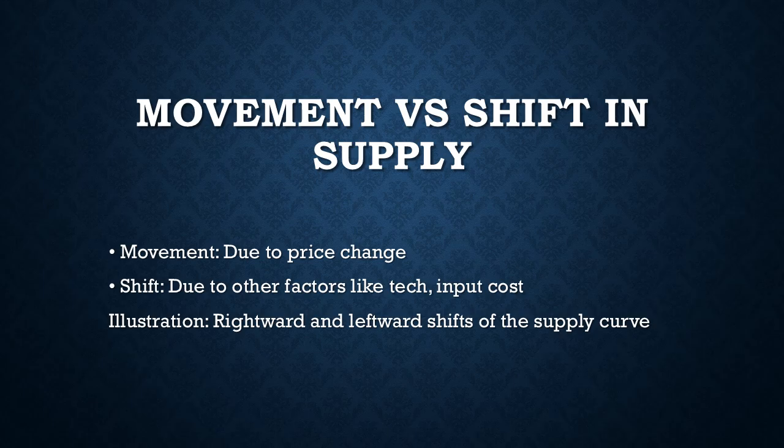Second one is shift in supply. This happens when factors other than price change, like technology, input cost, government policy, etc. The entire supply curve shifts. Rightwards means more supply, leftwards means less supply. If better technology is introduced, the supply curve shifts to the right, which means more supply at the same price. If input cost increases, the curve shifts to the left, which means less supply at the same price.